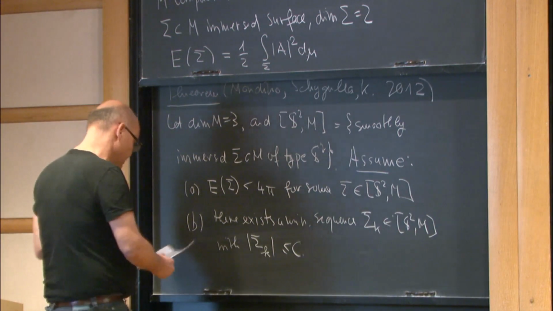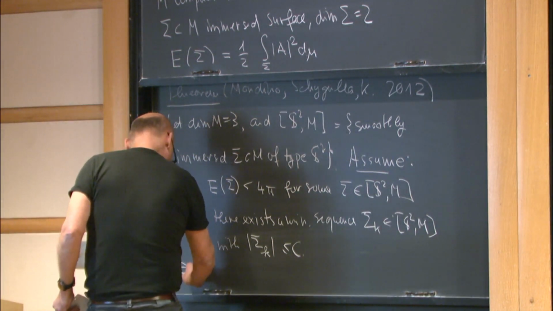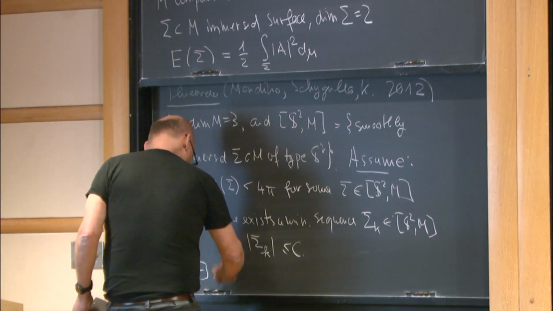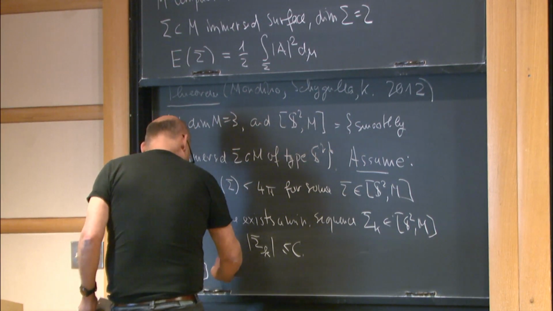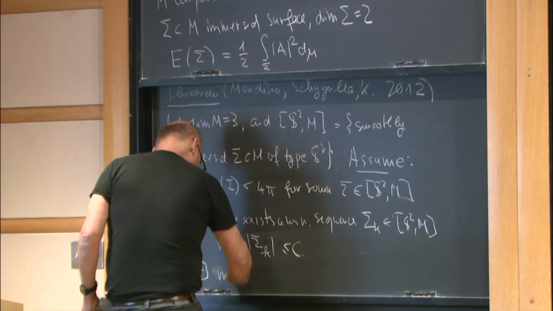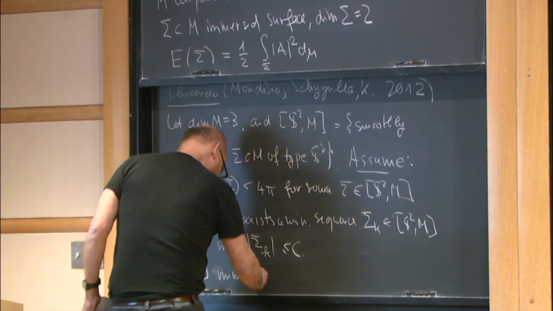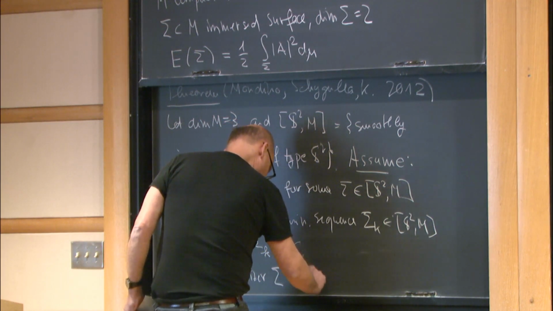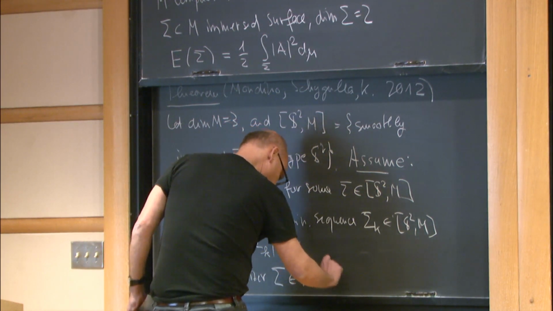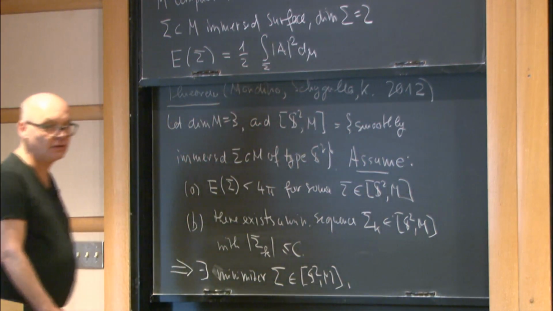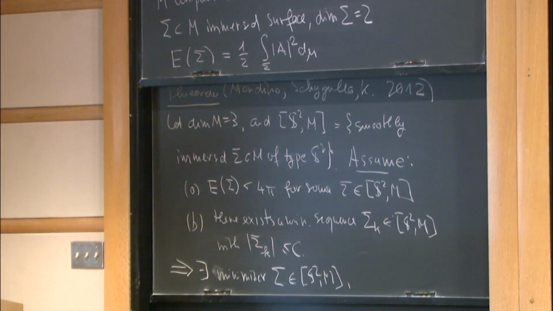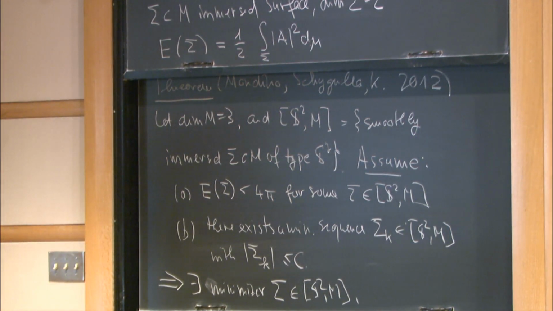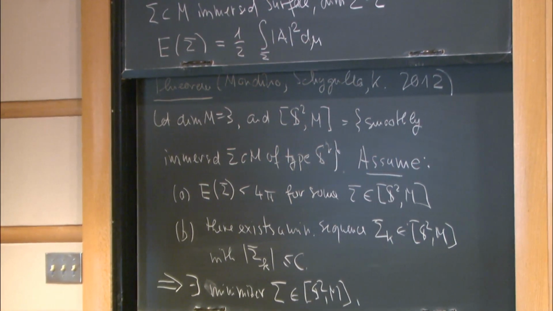And then the theorem says that there exists a smooth minimizer sigma in this class of smooth immersions of S2 into M. So that was the theorem. And in some sense, I think it is a very satisfactory theorem. But of course, there are these assumptions A and B.